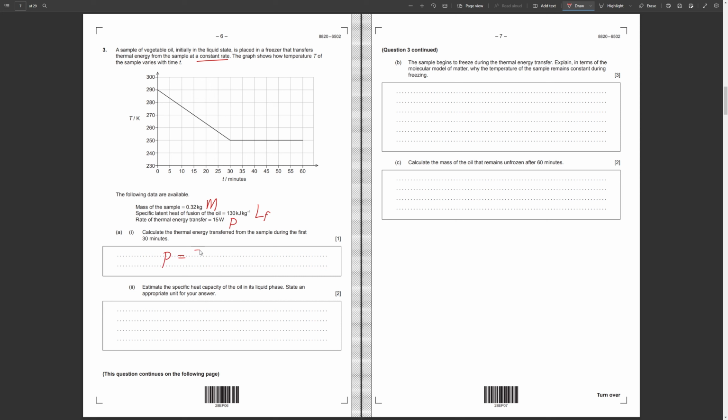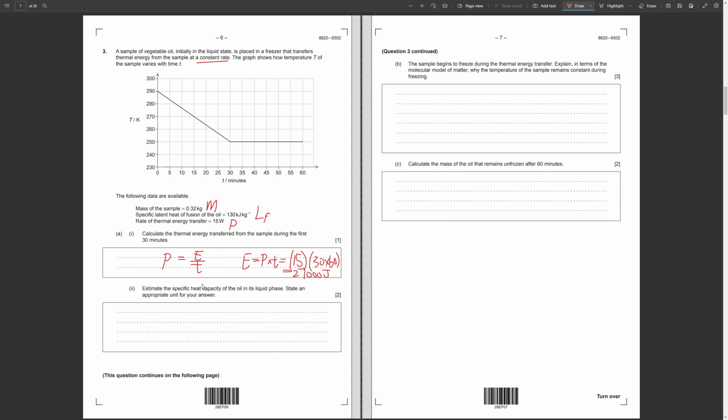Power is equal to the energy transfer over time. Therefore, the energy transfer is the product of power times time. It's 15 watts times the time, 30 minutes in seconds. So 30 times 60, 27,000 joules. Part 2, we are going to calculate the specific heat capacity of the oil when it was in liquid phase. What was the liquid phase? It was when time equals 0 up to 30, because only within this window the temperature was reducing.